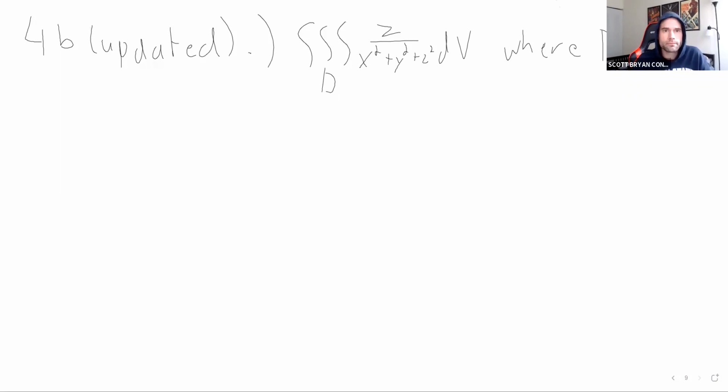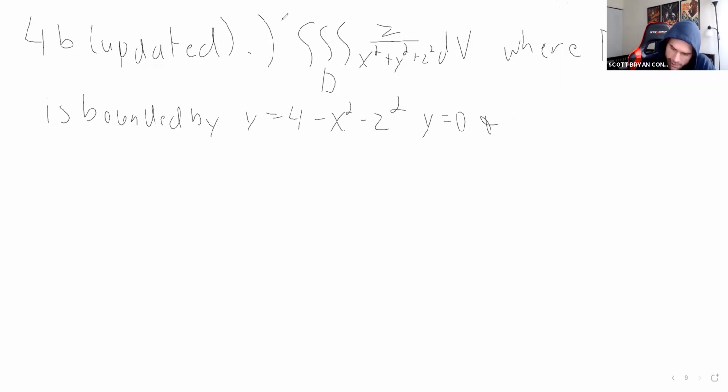So now D is going to be bounded by y equals 4 minus x squared minus y squared. So before it was just y equals x squared plus y squared. Now it's 4 minus x squared minus y squared. Sorry, x squared minus z squared. Y equals 0, and above the XY plane.